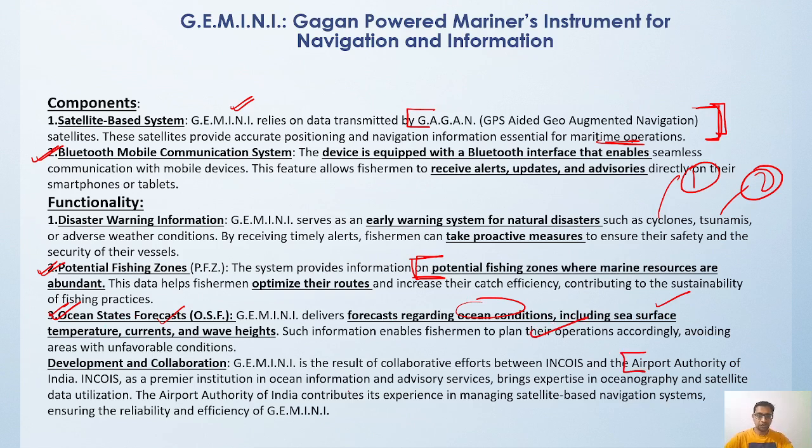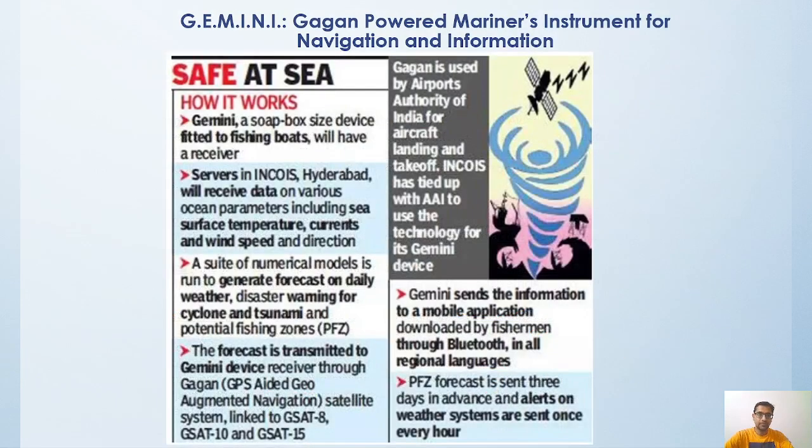These are the premier institutes regarding ocean information and advisory services in our country. So that is why this whole concept has been developed, and this Gemini based system has been linked with the satellite based system in order to help the fishermen in whatever way possible. So this is how the Gemini Gagan powered marine instrument for navigation information works.